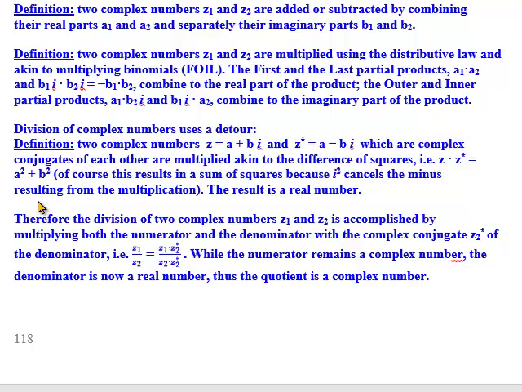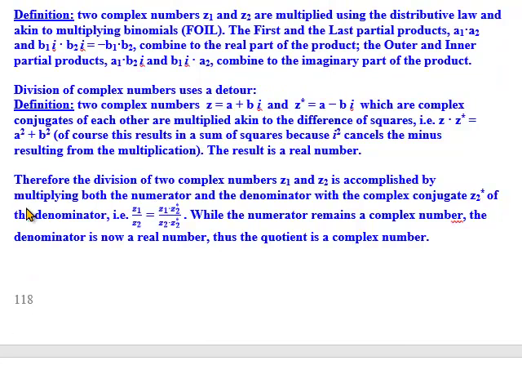So notice in this case it's actually not a difference. Of course, this results in the sum of squares because i squared cancels the minus resulting from the multiplication. So usually it's a difference of squares. In this case it's an addition of squares, but that's due to the complex numbers that are involved. The result then is a real number.